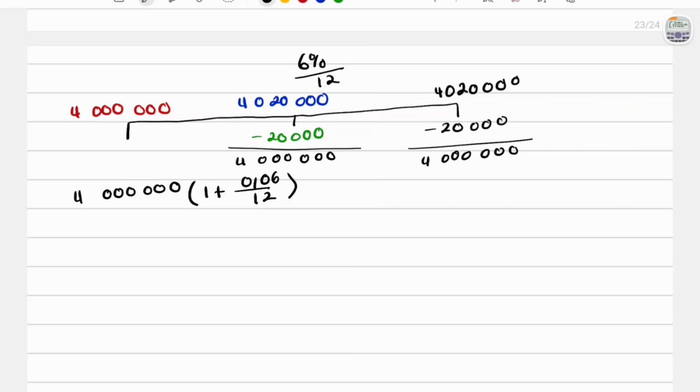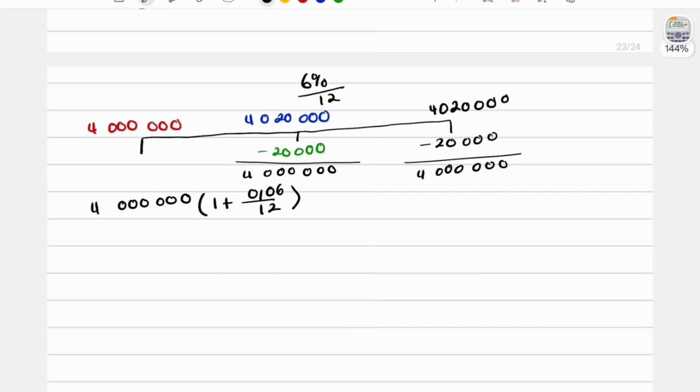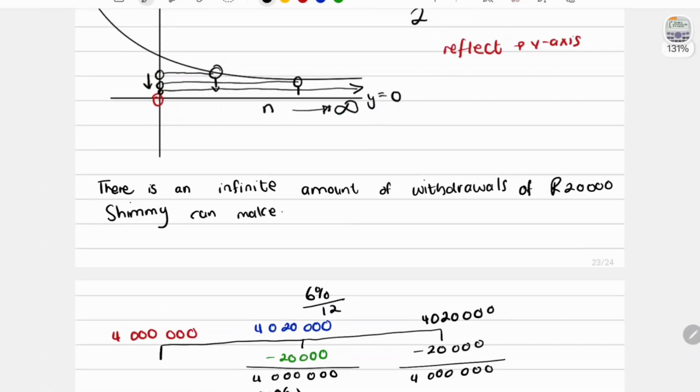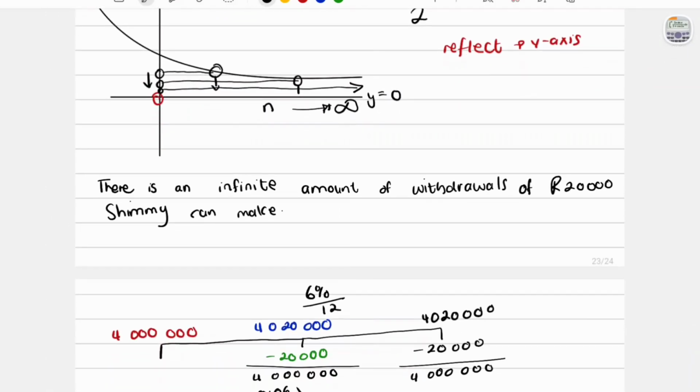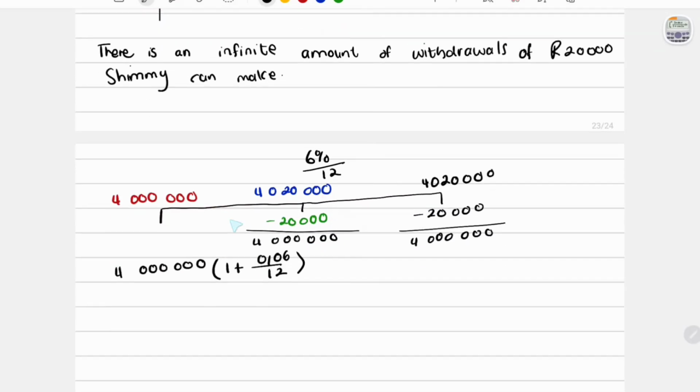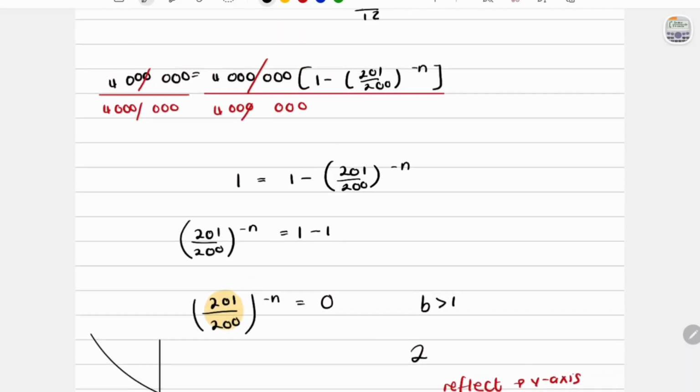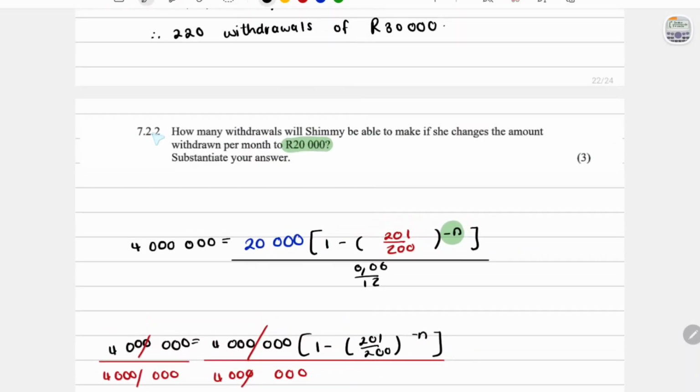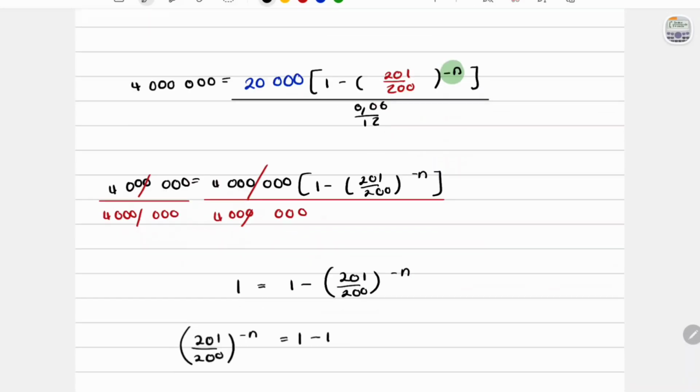But in real life, they'll probably just calculate this a little differently. They may maybe use something like present value. Or they may even just make adjustments probably to either the interest rate or the amount that is being withdrawn. Okay, so that is the reason why we ended up with infinity. There's an infinite amount of withdrawals, and I hope you guys could understand that with the way this kept on going. Okay, so that is it for 7.2.2. So we're done with that.